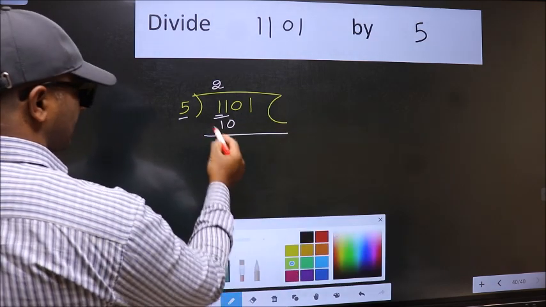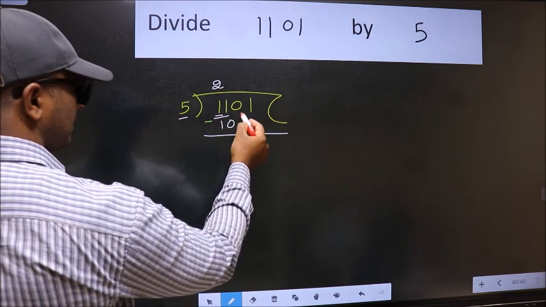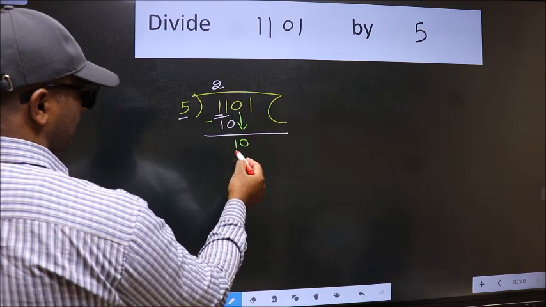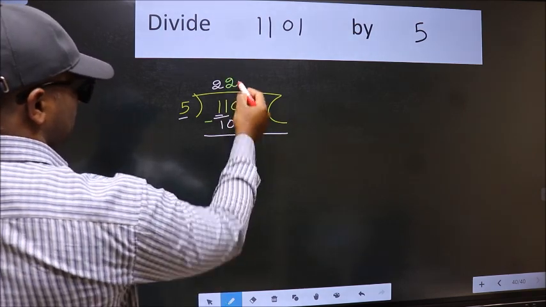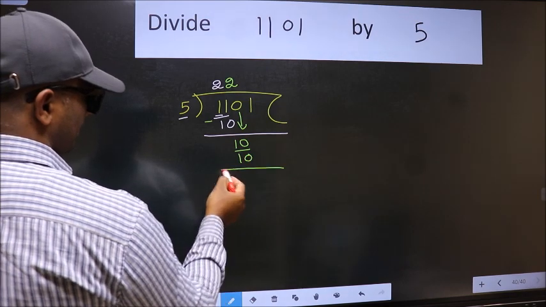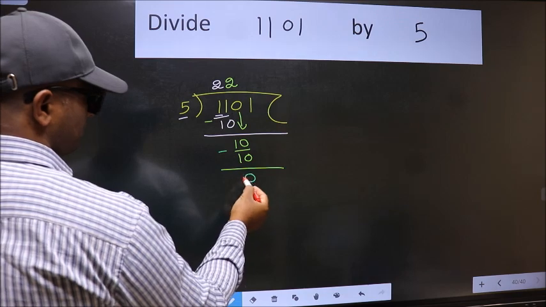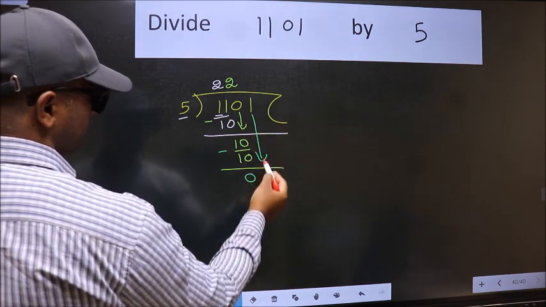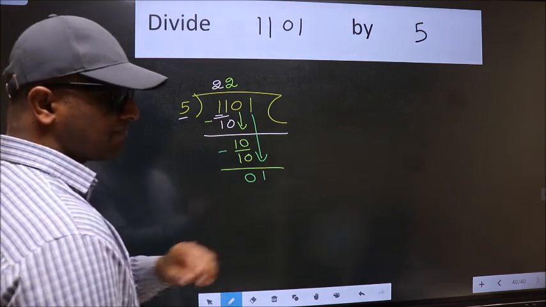Now we should subtract. We get 1. After this step, bring down the beside number. So 0 down. Now 10. When do we get 10 in 5 table? 5 2's 10. Now we should subtract. We get 0. After this, bring down the beside number. So 1 down. After this step, the mistake happens.